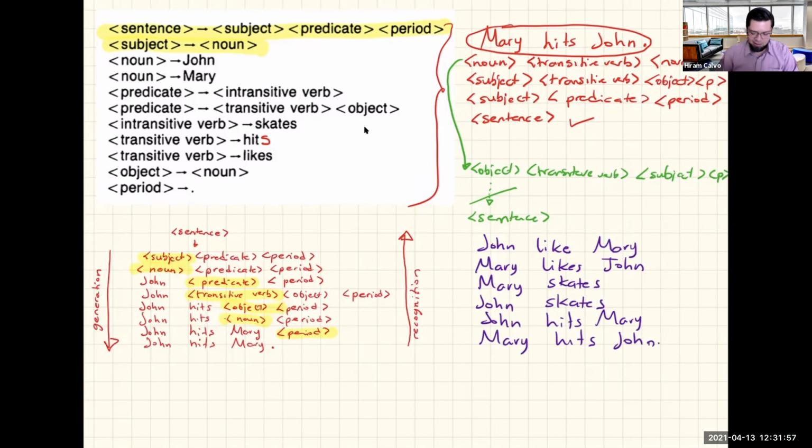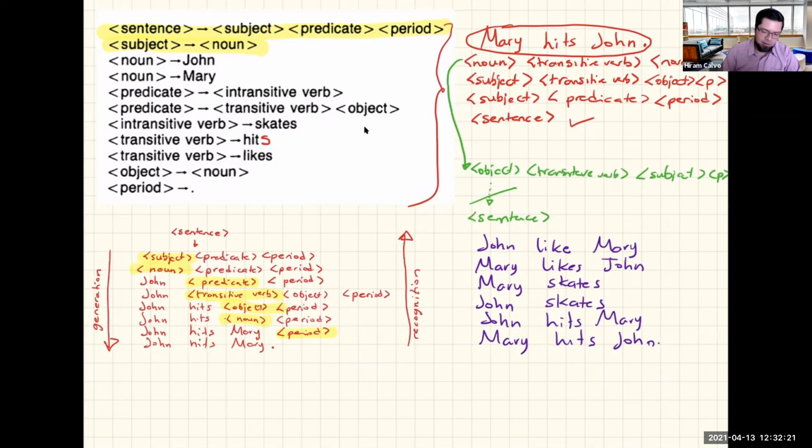It's a kind of a love story because John likes Mary, then Mary likes John, until they go skating together, but then they start hitting each other. Of course, not purposefully, but afterwards they don't like each other anymore. So sad. Just an example of sentences that can be generated with this grammar. So you can see a whole story included in this grammar.